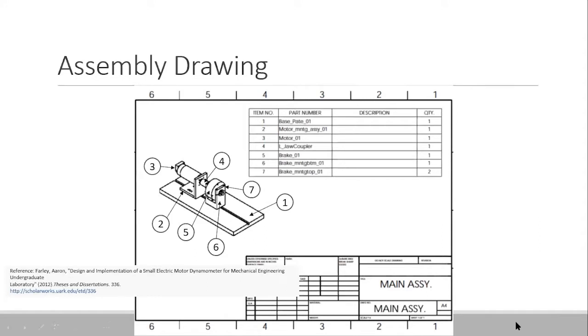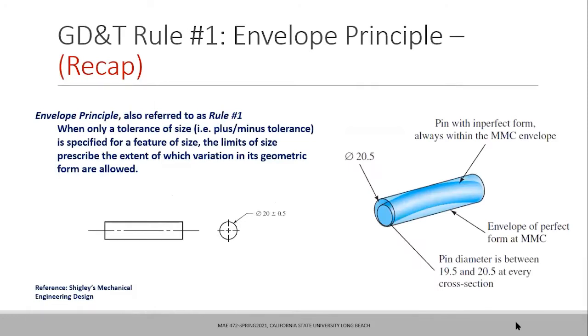Okay, if none, then as we were discussing last week, we are going to recap our discussion about geometric dimensioning and tolerancing with a few examples from the textbook. So here I am just recapping some of the principles.